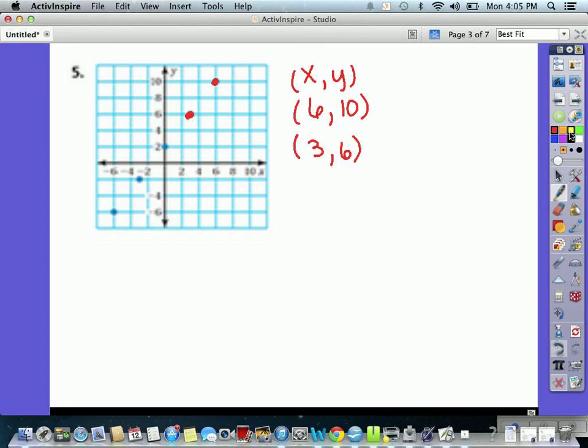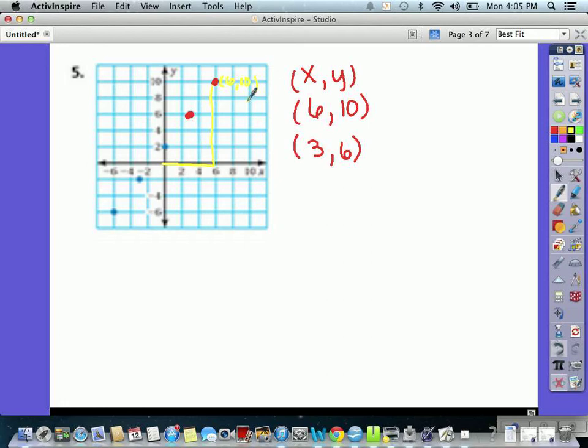Now, something that I did not do in class, and I always like to have a visual of it, is to let you all know where and how we come up with these numbers. You're always going to go along your x-axis and then up to your y-axis. So you're going to go over to 6 and you're going to go up to 10. That's how we came up with 6, 10.